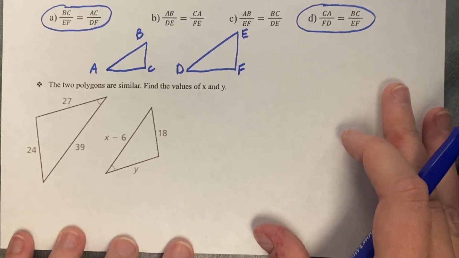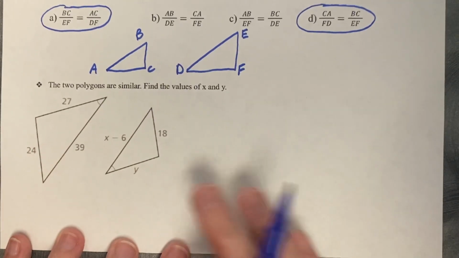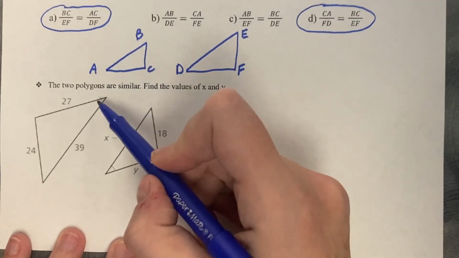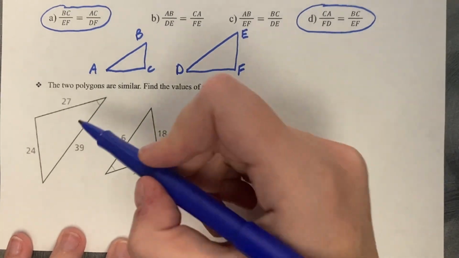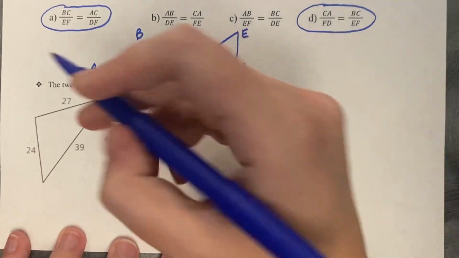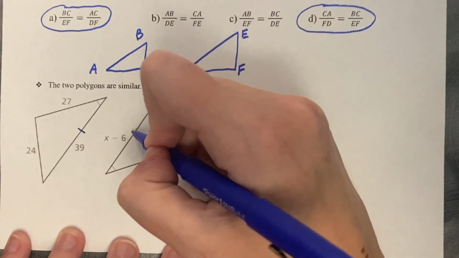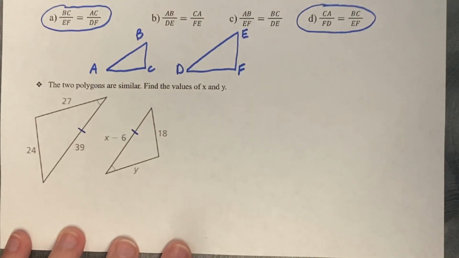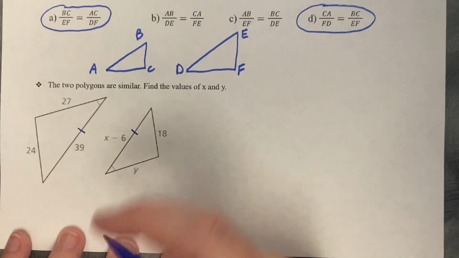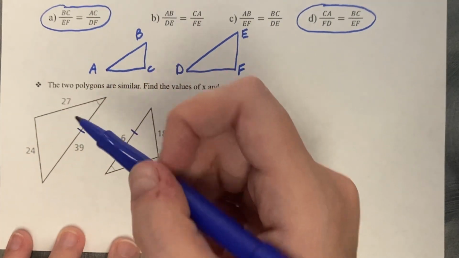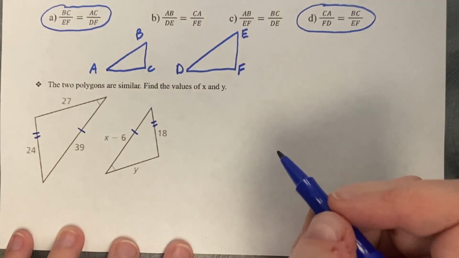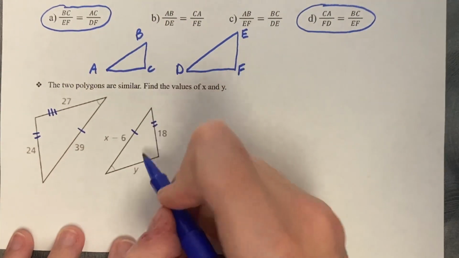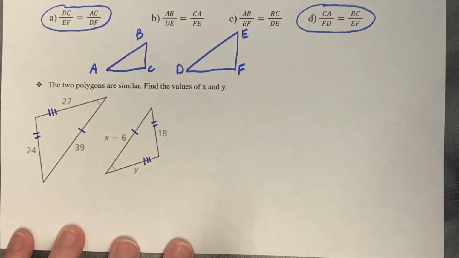All right, 2 polygons are similar. The 2 triangles are similar. They're not in the same orientation. I can see I've got a matching angle between those 2 side lengths there. You can also see that the longest sides are kind of facing each other. So I'm going to use a tick mark. This 39 corresponds to x minus 6. And then the shorter side of 24 here matches with our shorter side of 18. And then this medium length, 27, matches with y. So it says find the values of x and y.